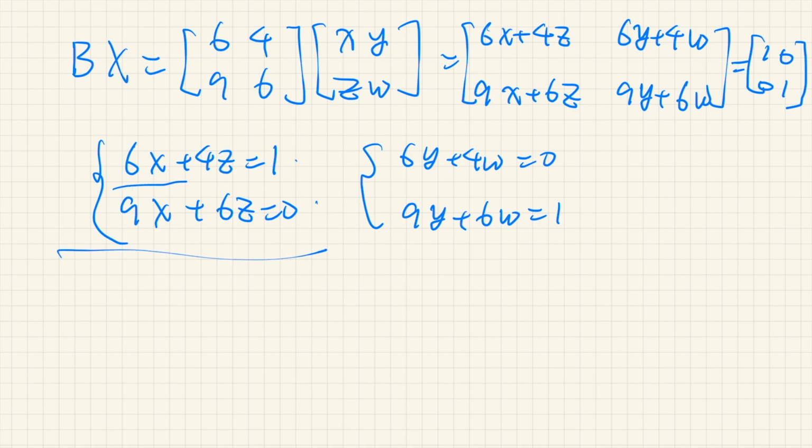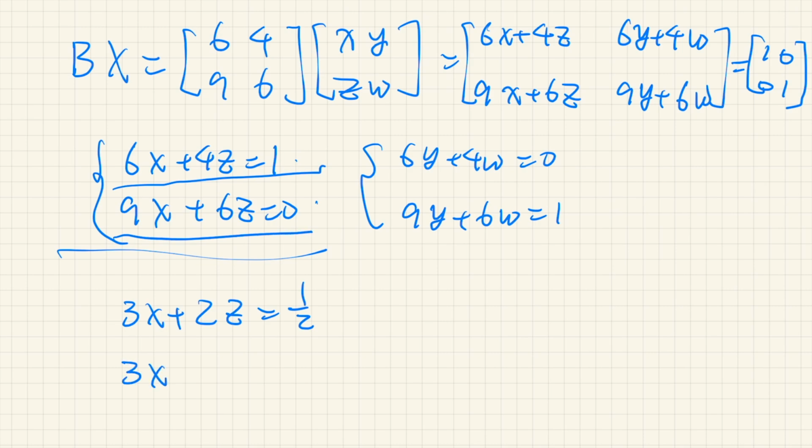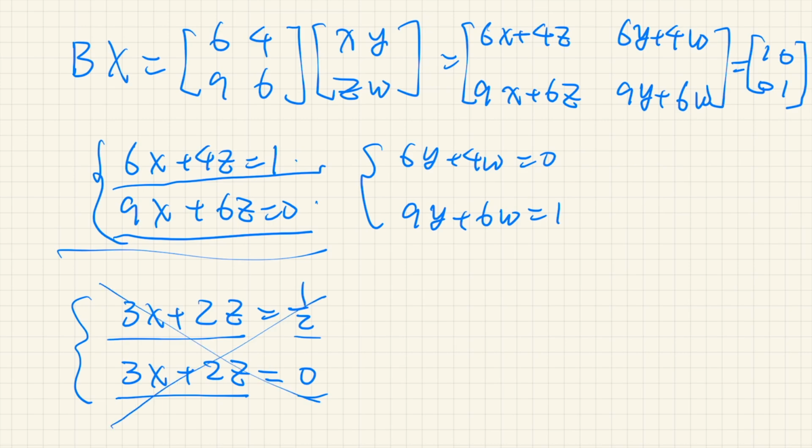Let's first divide both sides of the first equation by 2. So we have 3x + 2z = 1/2. And divide the second equation by 3, then we have 3x + 2z = 0. But look, both of these left-hand sides are the same, but the right-hand sides are different. So these equations cannot have solutions. Therefore, the inverse matrix does not exist.